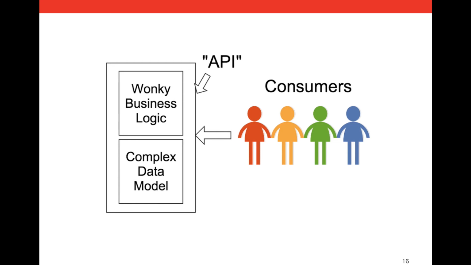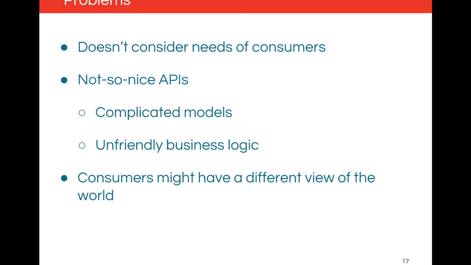So here's an example of where we didn't think about the contract before we exposed our API to our consumer. Here we have an application, and with any application, there's a complicated data model and wonky business logic that acts on that data. And we decide we're going to draw a line and expose an API, and we're going to expose those things to the consumers. Obviously, this is not the optimal approach. We don't consider the needs of the consumers in this case, and we expose to them the complicated models and the unfriendly business logic that we shouldn't have to expose to them directly. Also, consumers might have a different view of the world than what's defined by our data.